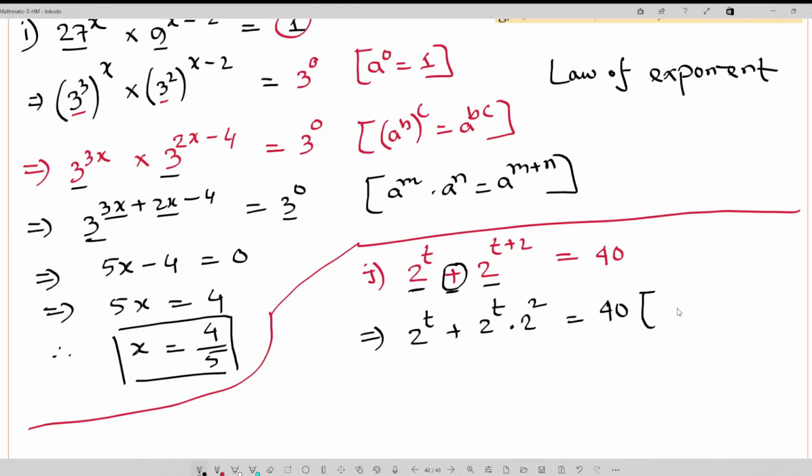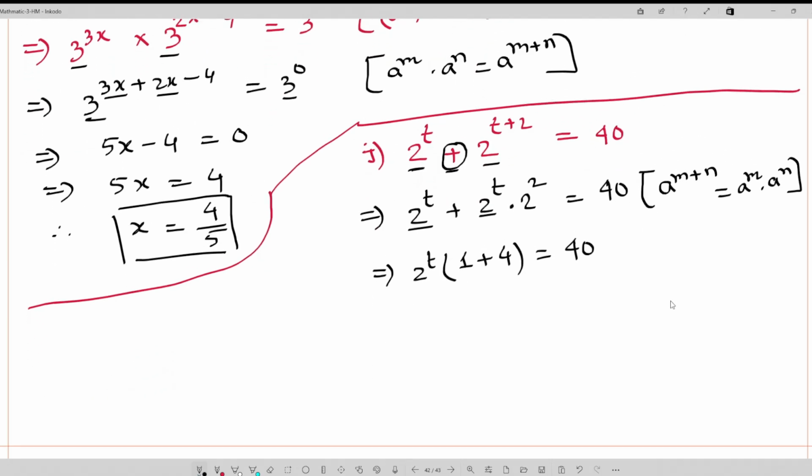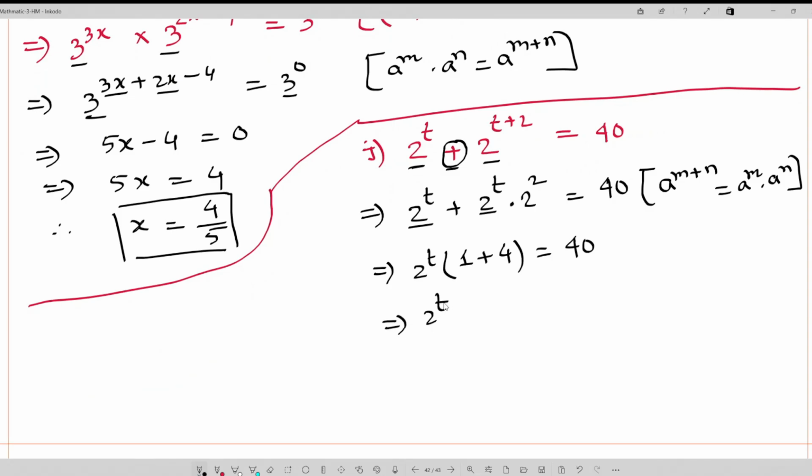Why do we write this? Because we know a to the power m plus n equals a to the power m times a to the power n. Now we can take common 2 to the power t. So here is 1 and here is 2 square, which means 4, equals 40. Now 2 to the power t times 5 equals 40. If we divide both sides by 5, then 40 becomes 8. Then 8 becomes 2 to the power 3.